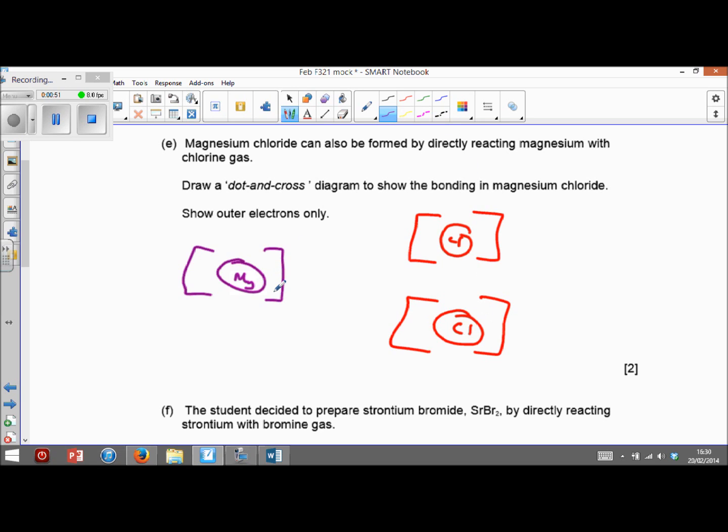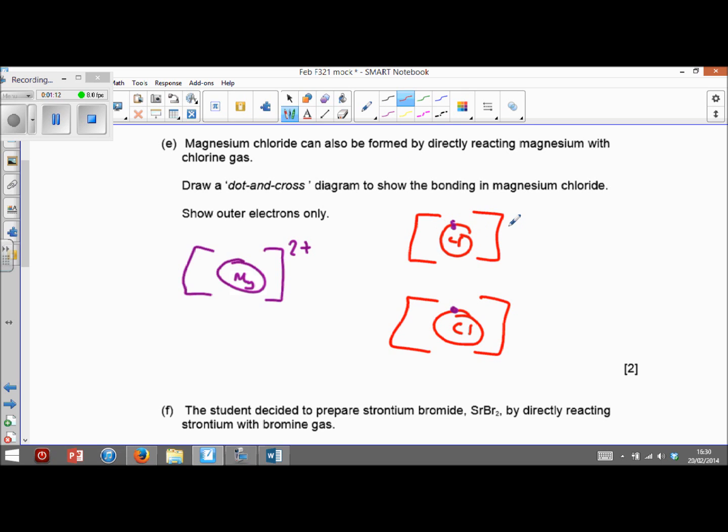Magnesium is in group 2. It's got to be losing 2 electrons, so it's got a 2 plus charge, and we only want to see the outer shells. So it's just lost those 2 electrons. There are no electrons there, so that's fine. Then we have to show those 2 electrons on both of those chlorines. It's going to give 1 to that chlorine and 1 to that one.